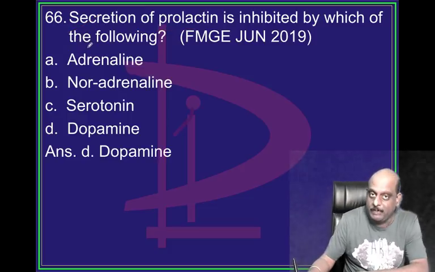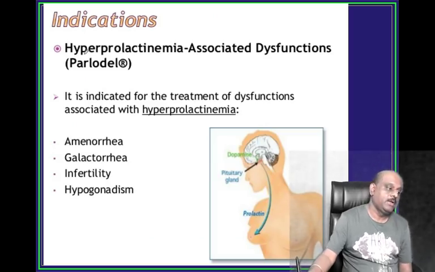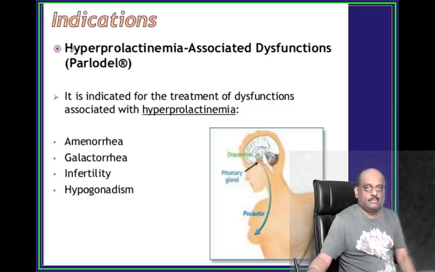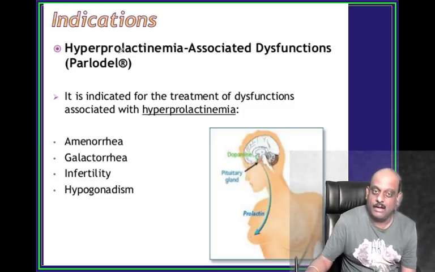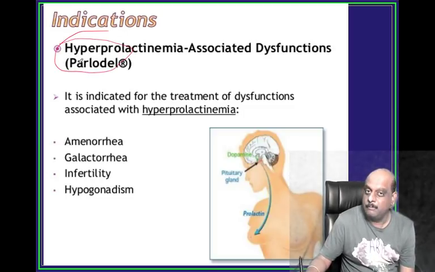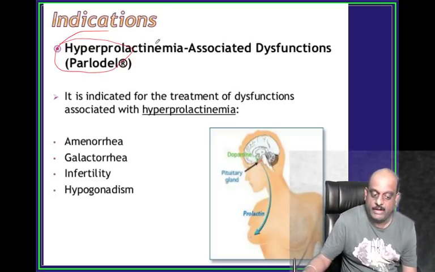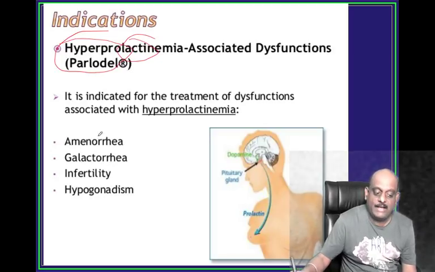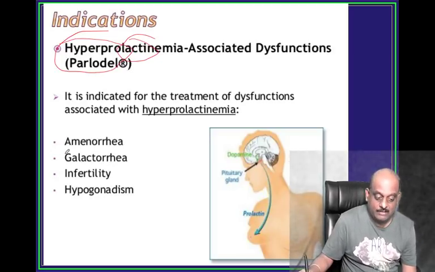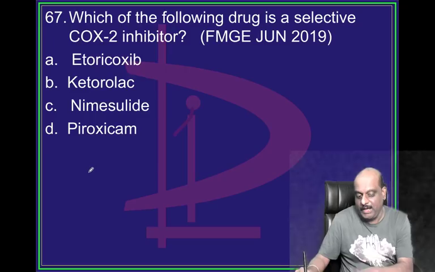Secretion of the prolactin is inhibited by dopamine, as all of you know. So, the dopamine, bromocriptine, what will it do? It will act like a dopamine. So, it is used for hyperprolactinemia like amenorrhea, galactorrhea, infertility, hypogonadism. We use the bromocriptine.